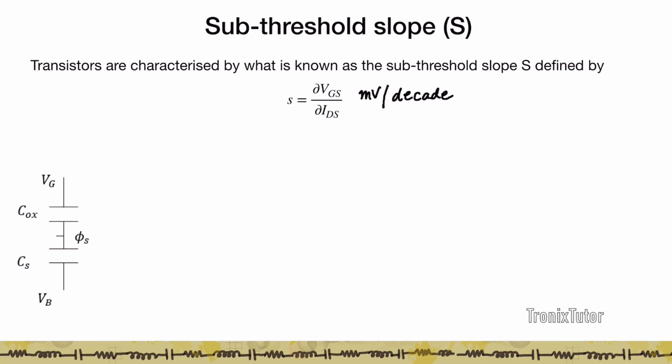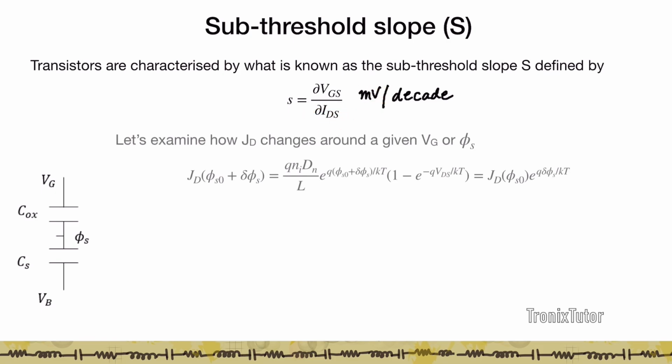Remember that current is going to keep increasing as you increase the gate voltage, because as you increase the gate voltage, you're inducing more charge, inversion charge in the channel, so you expect the current to go up. Now the subthreshold slope is measuring how many millivolts are required if you want to change the subthreshold current by an order of magnitude. Let's try and see if we can arrive at a conceptual expression for the subthreshold slope.